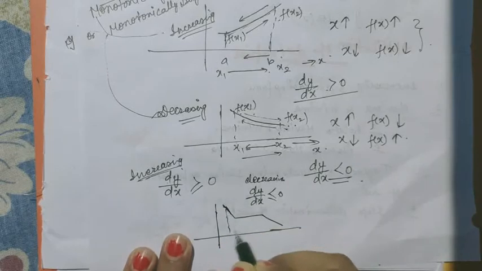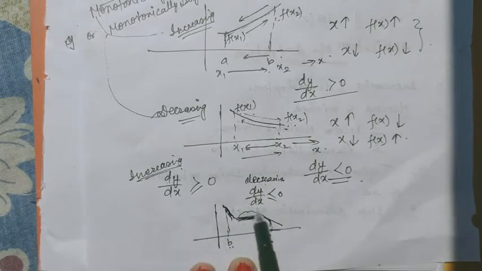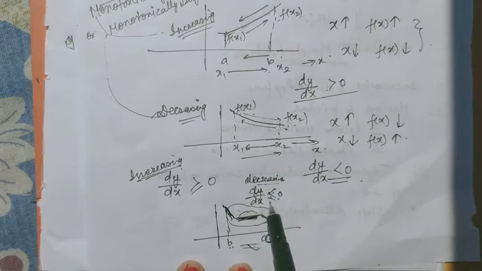See, if I ask in the interval b to c, tell me, is this function decreasing or increasing? So you will say that, see, this is decreasing, this is also decreasing. Here the slope is 0. Yes or no? It will not affect whether the function is decreasing or increasing. You can simply say that this function is decreasing. Means if a function is decreasing, dy by dx will be less than or equal to 0.